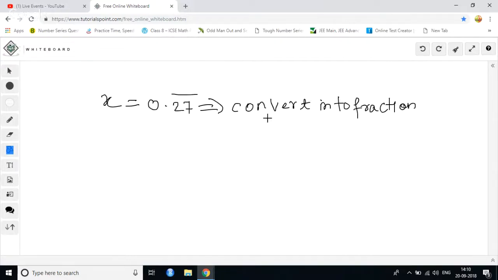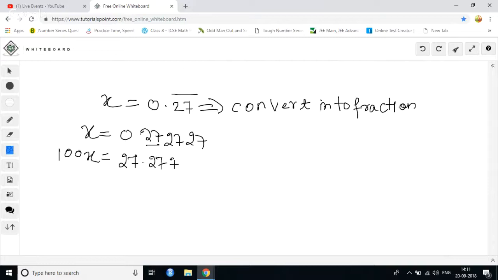So how do you do it? Basically, we take the value of x, we write 0.27, whatever is getting repeated, you write it 2-3 times, and you check how many digits are getting repeated. Two digits are getting repeated. I want these two digits out of this decimal. So if I want two digits before the decimal, I need to multiply this equation with 100. So I get 100x is equal to 27, and the same 27 27 27 will keep on getting repeated.